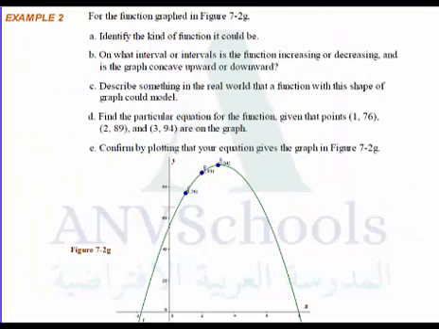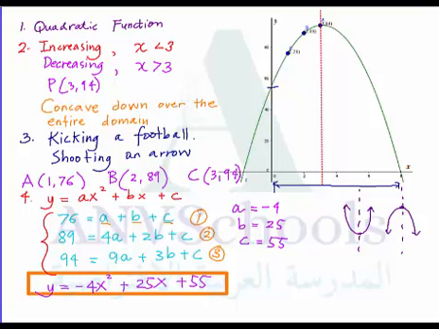Now, what is the last question? Confirm by plotting that your equation gives the graph in figure 7-2G. To confirm that our graph really matches the graph presented here, we have to analyze our general equation for this type of graph. Our function equation gives y is equal to negative 4x squared plus 25x plus 55.